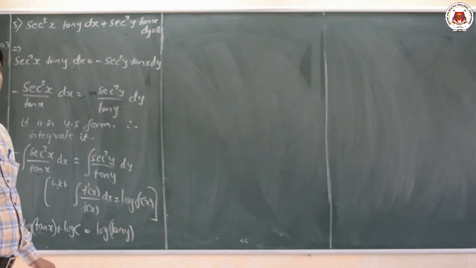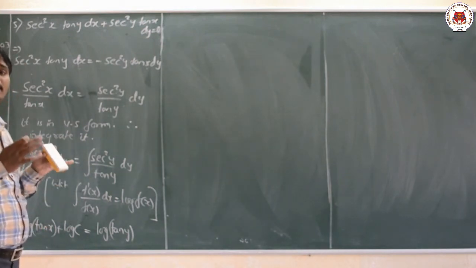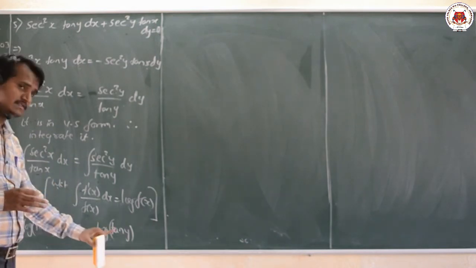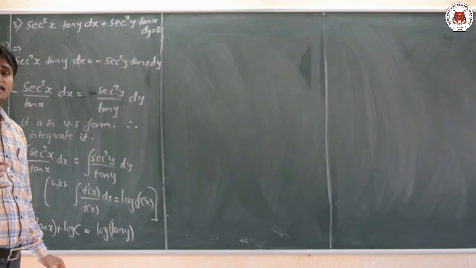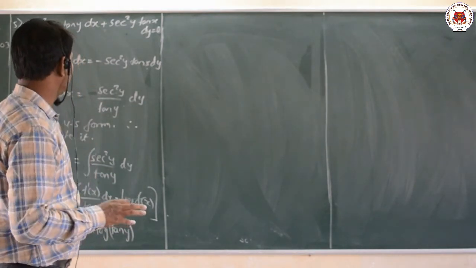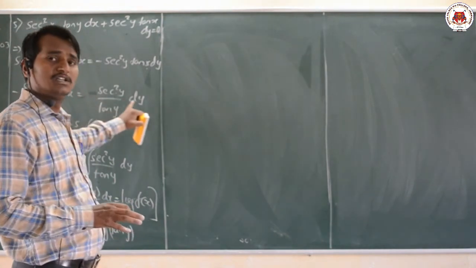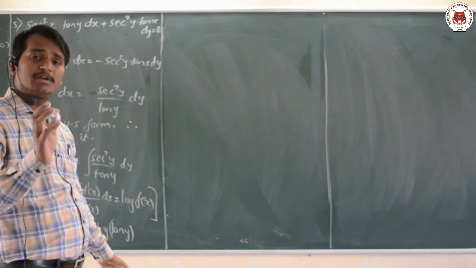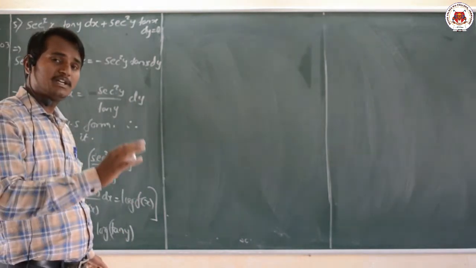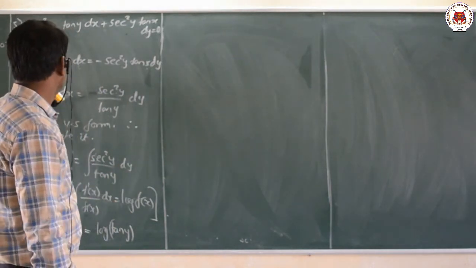Now here you may ask a question: since we are integrating on both sides, why can't we add an arbitrary constant c on both sides? We are not adding because the definition of the general solution says that if the order is 1, then in the general solution the arbitrary constant will also be only 1. The number of arbitrary constants in the general solution is equal to the order of the differential equation.